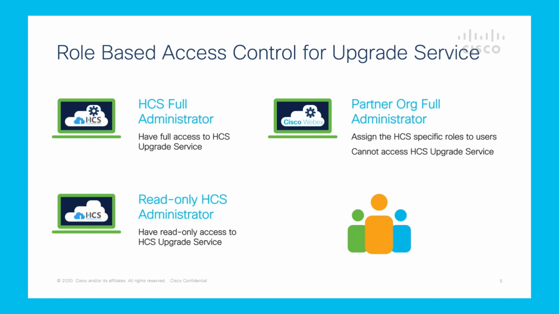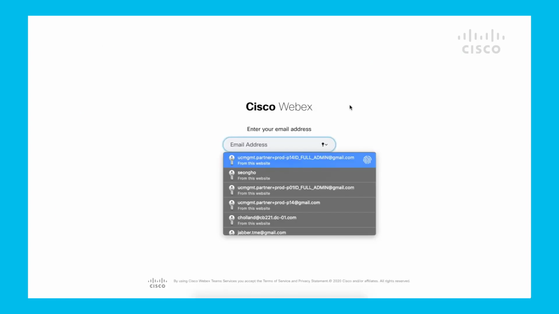Speaking of user privileges, the upgrade service supports the role-based access control known as RBAC. You can be an HCS full admin who has the full access to the upgrade service, or you can be a read-only HCS admin who has view-only access for the upgrade service. Now, there should be someone else in your organization as a partner with the role of partner organization full admin, and that person needs to assign you one of those HCS roles. The partner org full admin cannot assume the HCS roles, so he cannot access the upgrade service.